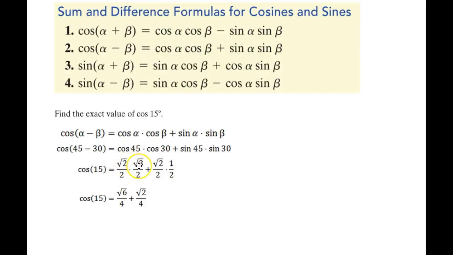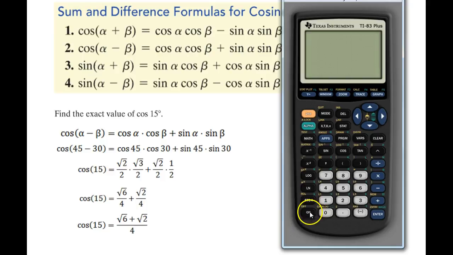Alright, then we multiply. 2 times 3 is 6, so the square root of 6 over 2 times 2 is 4, and then the square root of 2 over 4. When we get that, we just combine those into a single fraction. Then that would end up being cosine of 15 is the square root of 6 plus the square root of 2 over 4.